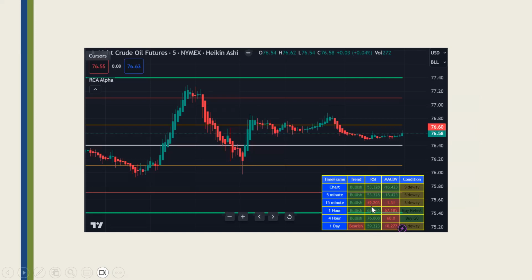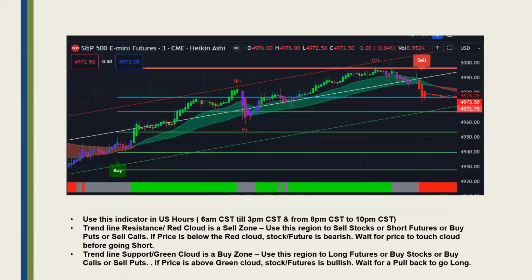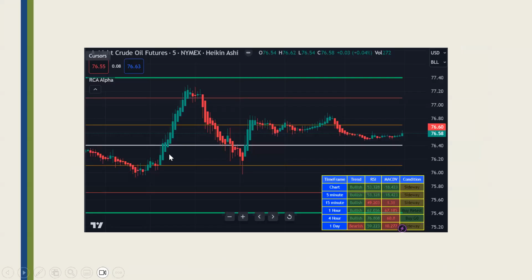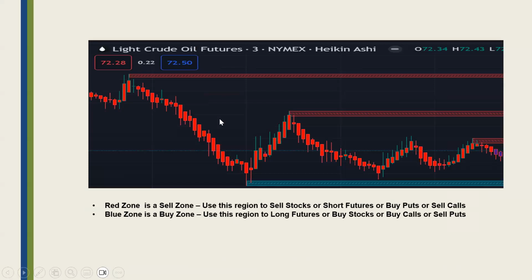So when you combine these two or three indicators together, if this is showing bullish and there is a blue zone and you also have a buy signal, then that is the perfect buy. Or if this RSI is showing red in 5 minute and 15 minute, and you are in a red zone, for example you are here, RSI is showing red, and you also get a sell, that means that is a perfect sell. You can take a sell like that.